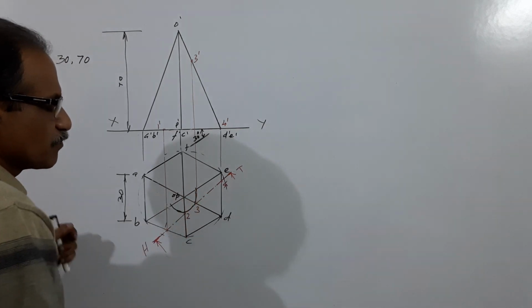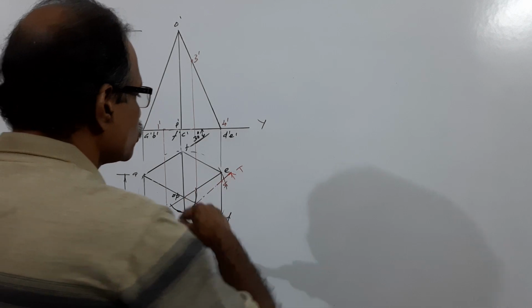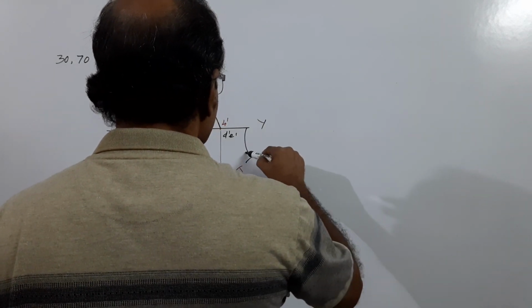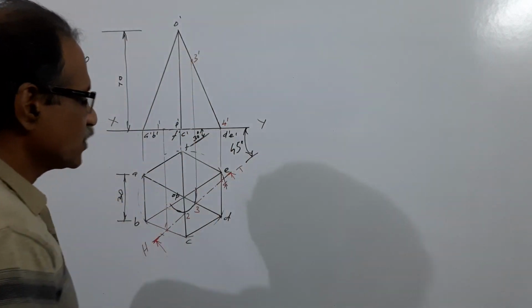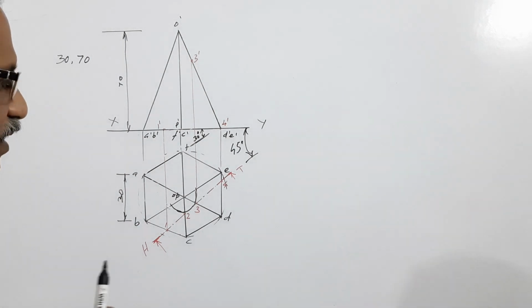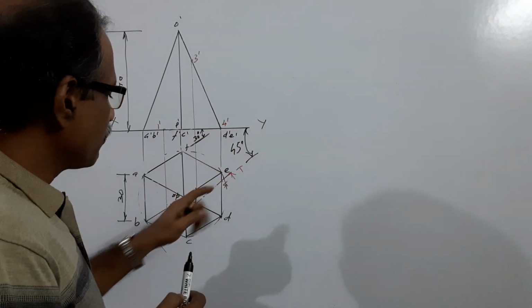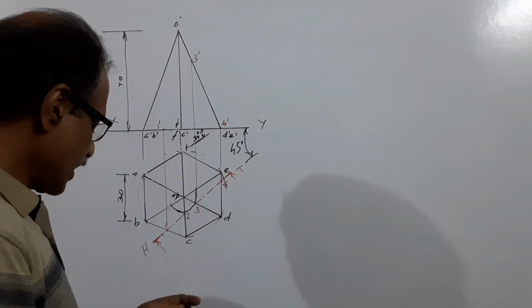Draw an arc. Then draw a cutting plane that is making 45 degrees to the XY line. So this is the cutting plane, 45 degrees to VP, passing through 10 mm away from the axis. I have drawn the cutting plane with the red lines.